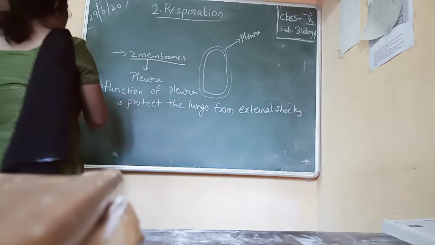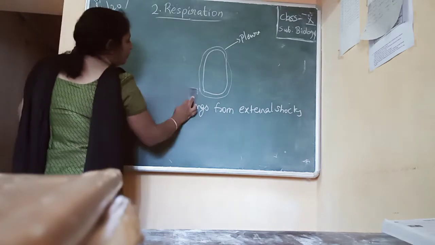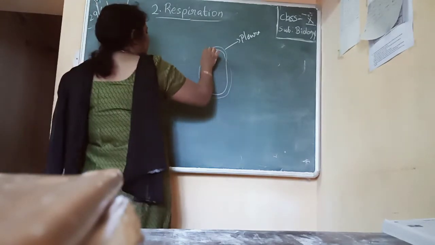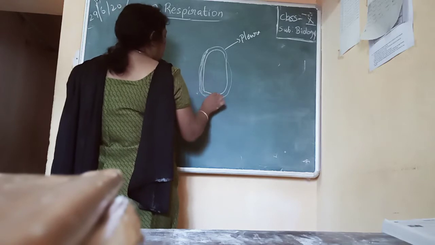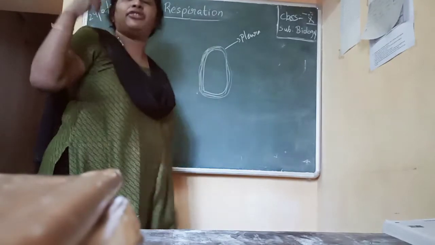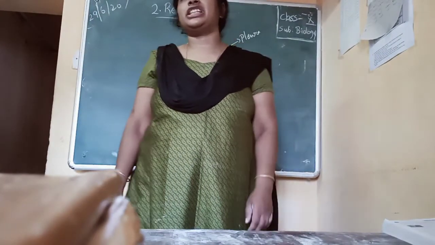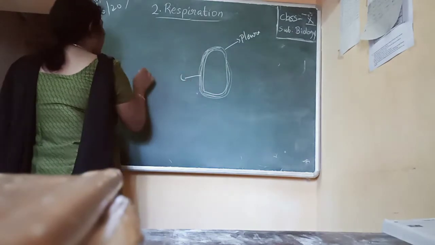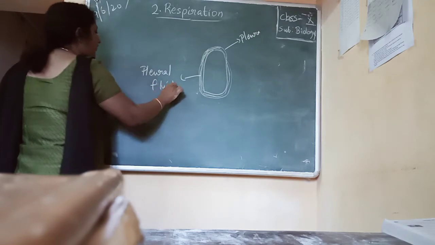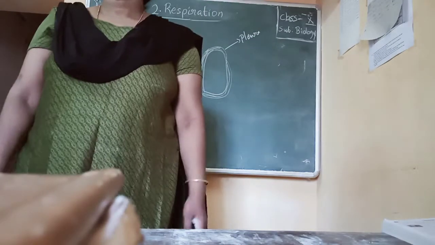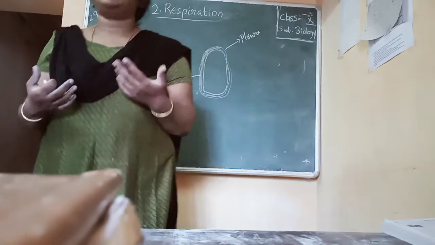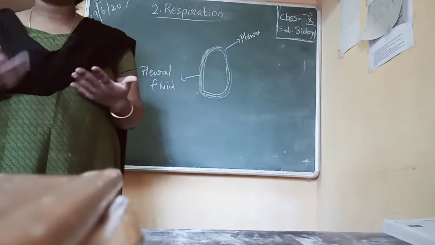Now, in between the pleura, there is a fluid present. Okay? In between the two membranes, a fluid is present, which is called pleural fluid. Okay? So what will be the function of pleural fluid? Same. It protects the lungs from external damage, external shocks.